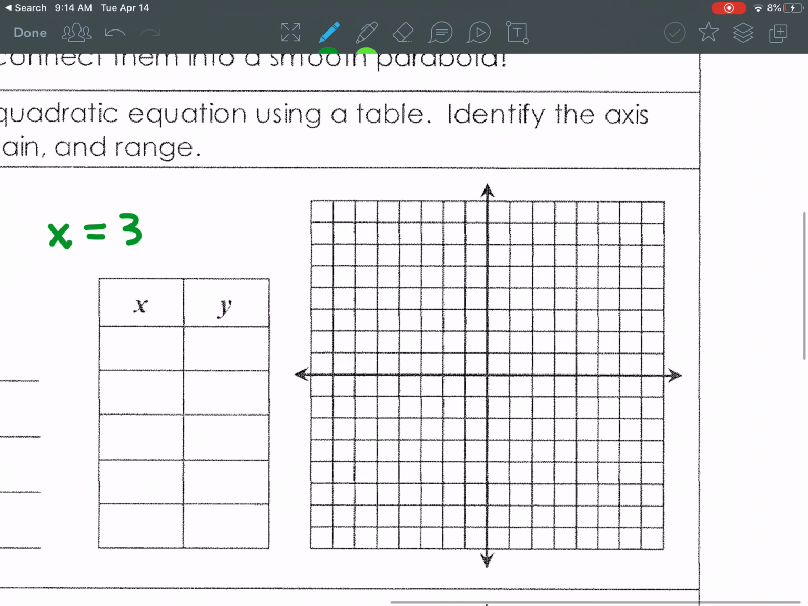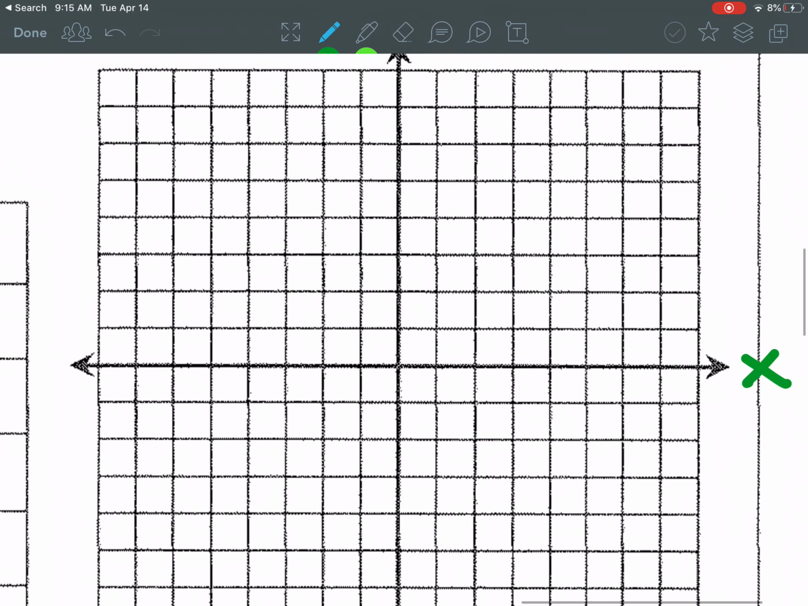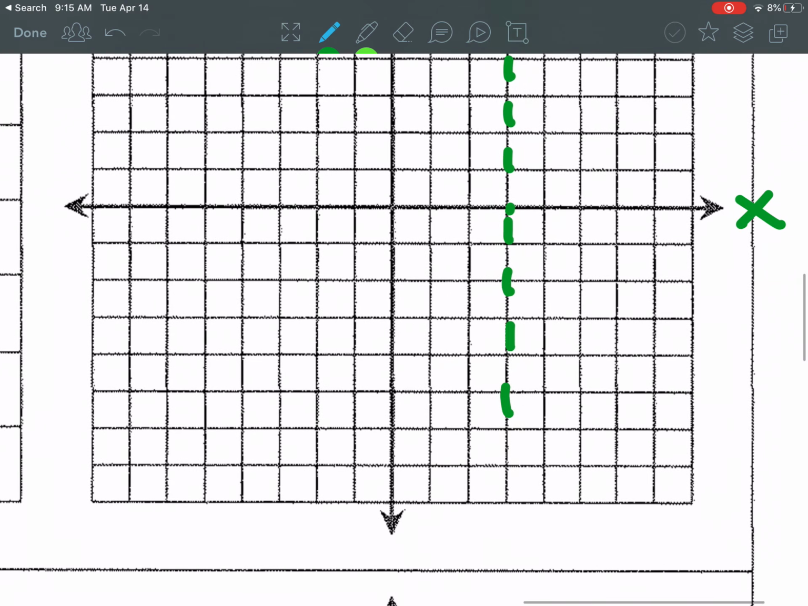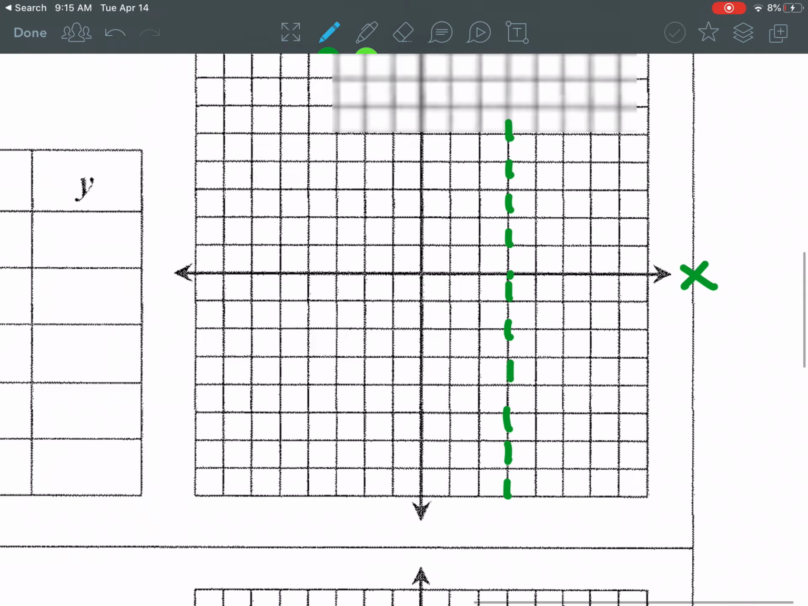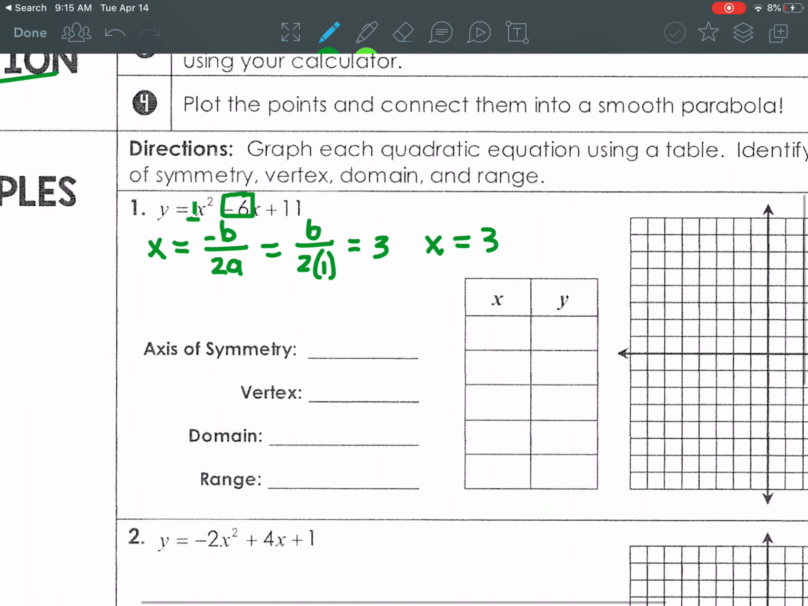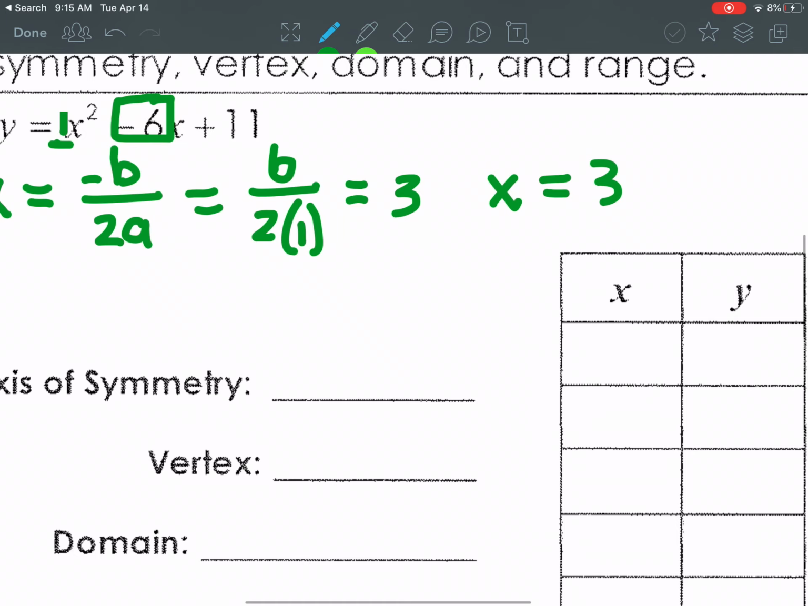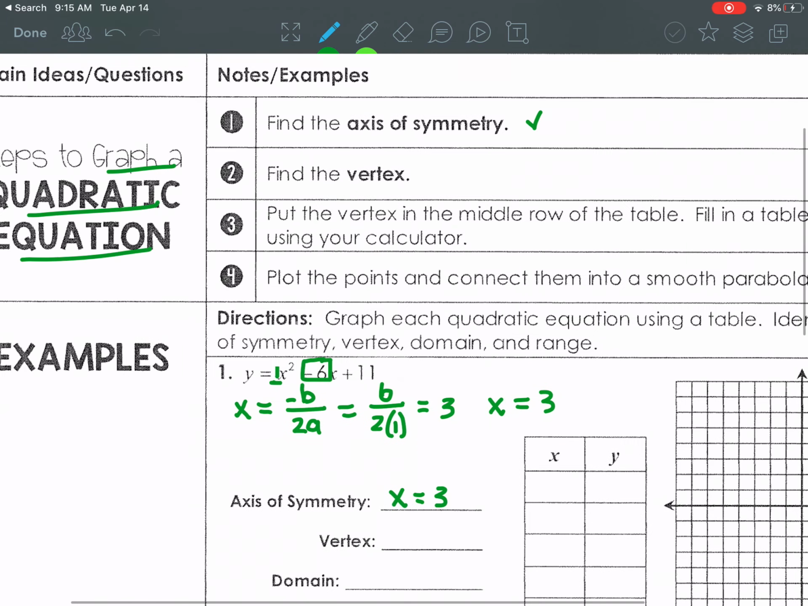So on the graph, if we come over to the x-axis and go to 1, 2, 3, then that vertical line is our axis of symmetry, where we fold, and the 2 sides of the parabola will lie on top of each other, be equivalent, okay? Next step, we want to find the vertex.